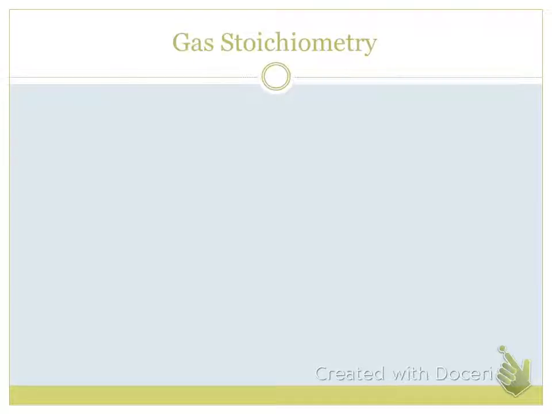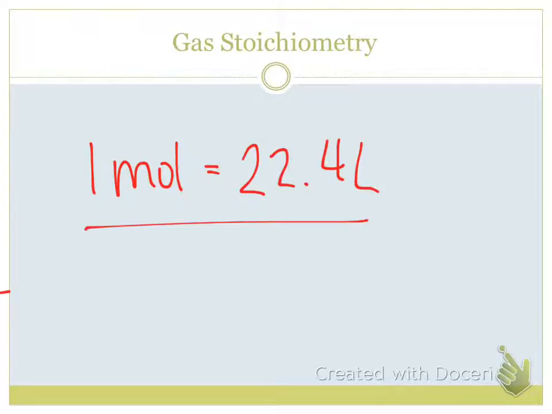And what's the actual conversion factor for Avogadro's principle? Yeah, Alexis. That's the universal gas constant. Good. Close. 1 mole equals how many liters, Abby? 1 mole equals 22.4 liters. We're going to use this conversion factor to do gas stoichiometry.